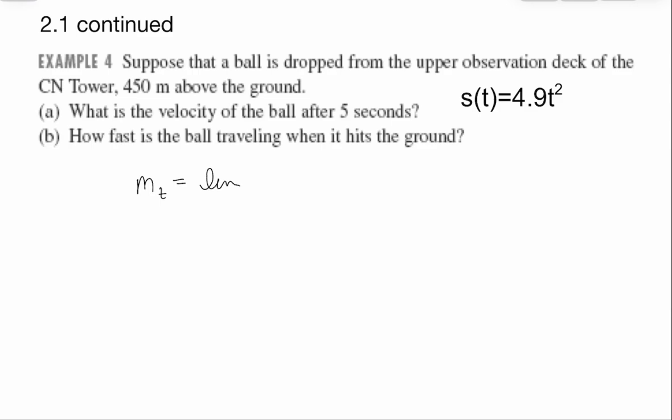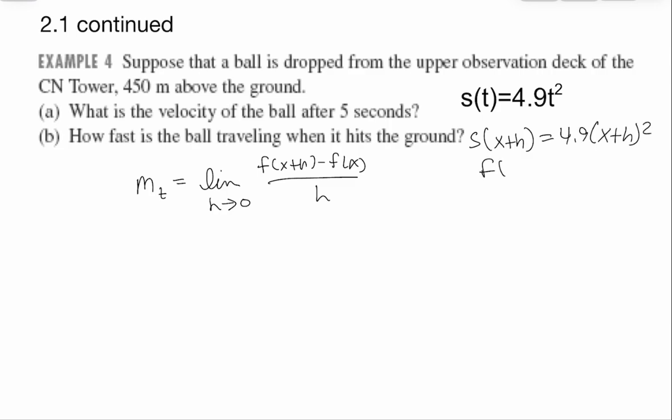So remember, that's the limit as h approaches 0 of f of x plus h minus f of x all over h. Now they called the function s. It doesn't matter. We'll put t's instead of x's. But if we take the function and plug in, let's just keep it x's, x plus h, we get 4.9 times x plus h squared. And then if we plug in x, we get 4.9 x squared.